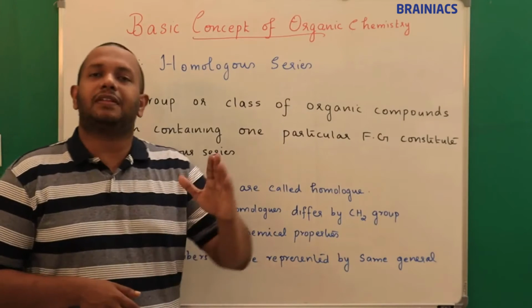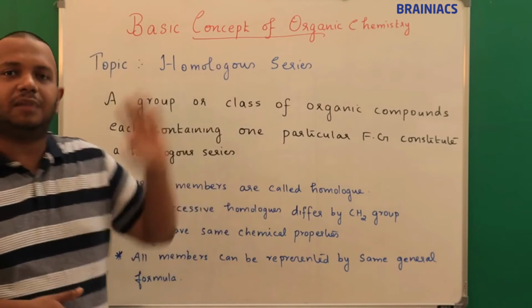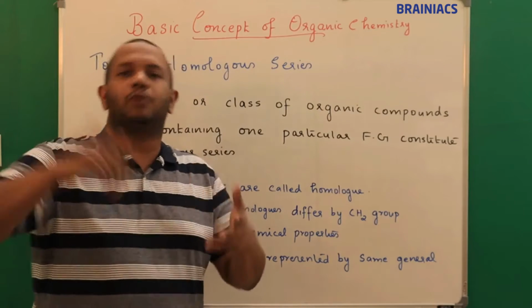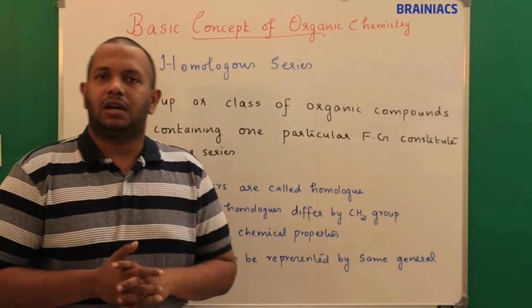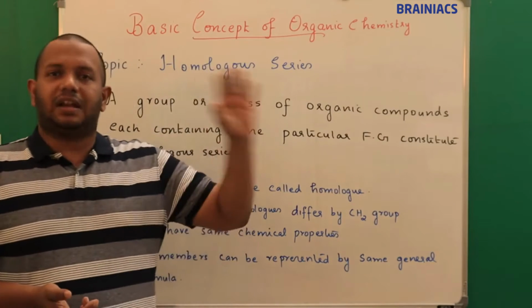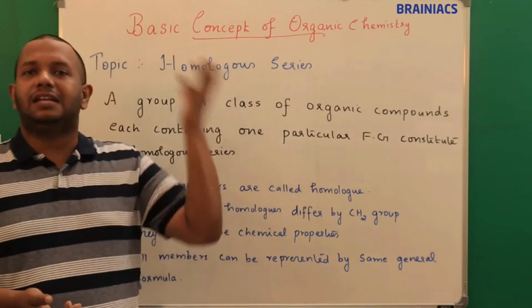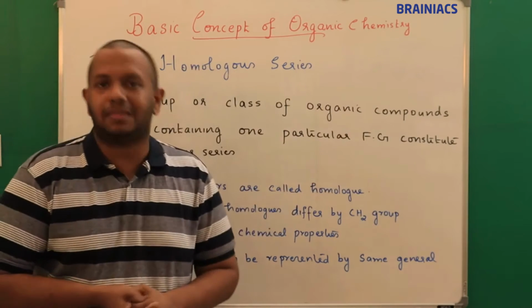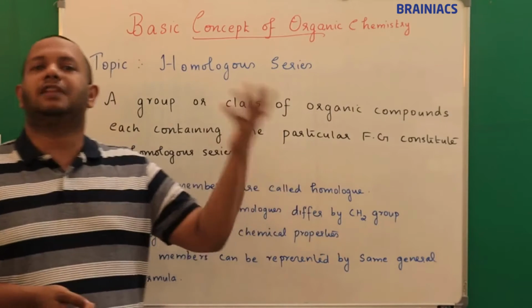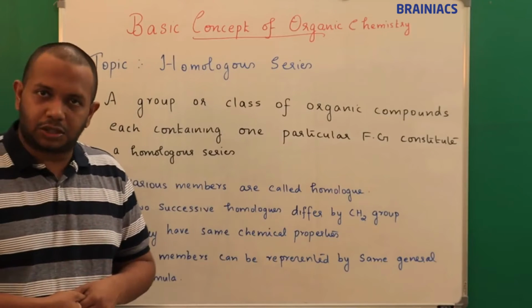Now all can be represented by the same general formula, because alcohols will have one same general formula, and it will not vary if you are adding a CH2 group or removing a CH2 group. Clear? So very simple, a homologous series is a class of organic compounds having a particular functional group, and each successive member differs by a CH2 group. They will have the same chemical properties but their physical properties may vary, and the same method of preparation.